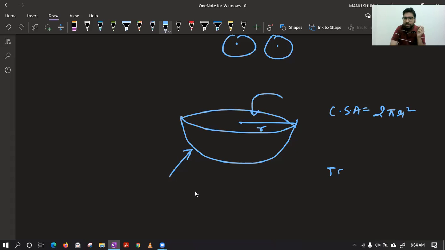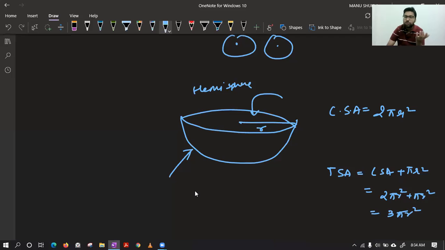If I want to find the TSA of this hemisphere, it will be CSA plus the top surface, and the top is how much? Pi r square. Very good, Ananya. It will be 2 pi r square plus pi r square, that is 3 pi r square. So we have seen that the TSA of a complete sphere is 4 pi r square, the CSA of a hemisphere is 2 pi r square, and the TSA of a hemisphere is 3 pi r square.